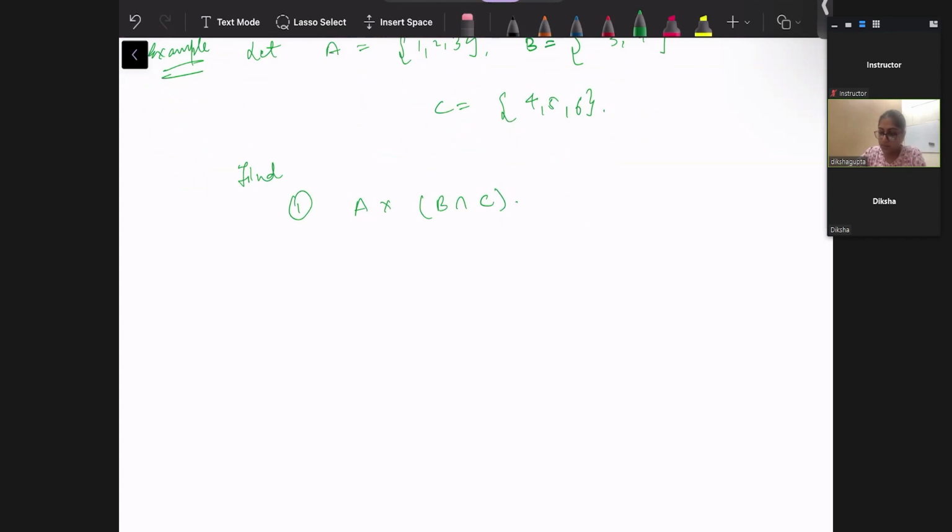So you have to find this Cartesian product. This is another set. How can you visualize it? This B intersection C is another set, say D. So we have to basically find A cross D, where D is the set B intersection C. Try to do this.